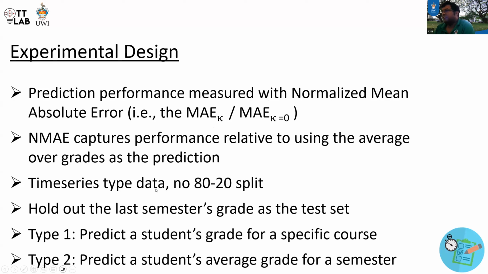Because it's time series data, we can't really do the 80-20 split here, because you would randomly select things to be in the test and train sets. If we do that, a student's semester in 2010 might be in the train set, but their semester in 2005 might be in the test set, which obviously is not going to work, and vice versa. So you're going to have some data leakage.